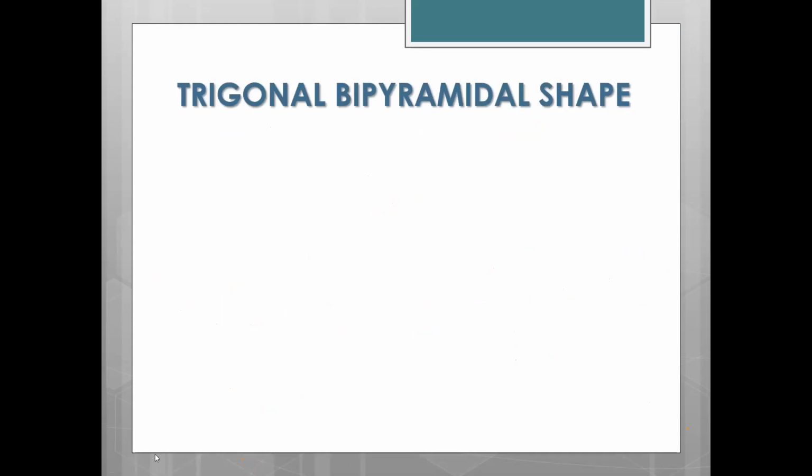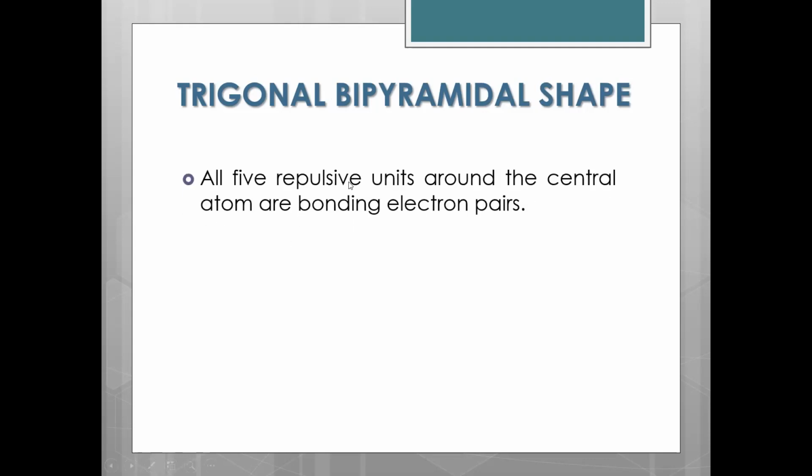So this is the trigonal bipyramidal shape. I already said, what is meant by trigonal bipyramidal? If all 5 repulsive units around the central atom are bonding electron pairs, the name is trigonal bipyramidal. You should be very careful about it. Okay, so the best example is PCl5.